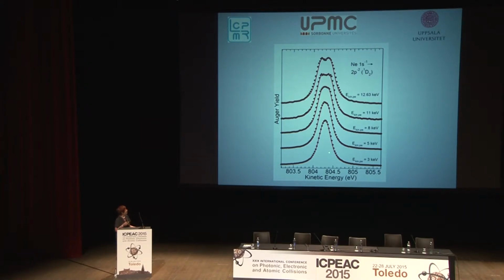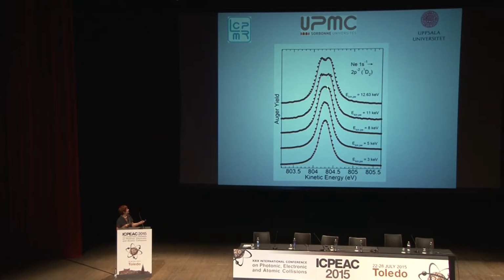You can clearly see that this Auger peak becomes broader and broader, and finally it splits into two components. The dots are the experimental points, and the red is a simulation of the Doppler effect, a semi-classical simulation. So you can clearly see this Doppler effect when the photoelectron energy is high enough. Now, we consider this result interesting from a fundamental point of view, but it could also be useful to derive some parameters.